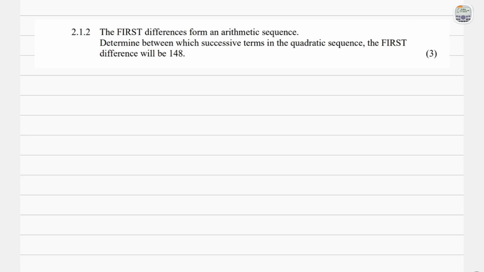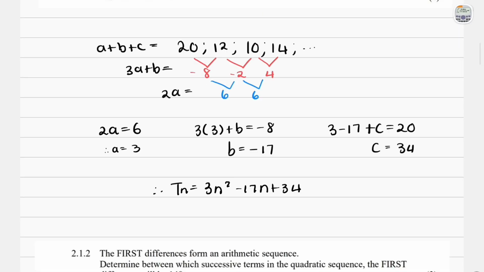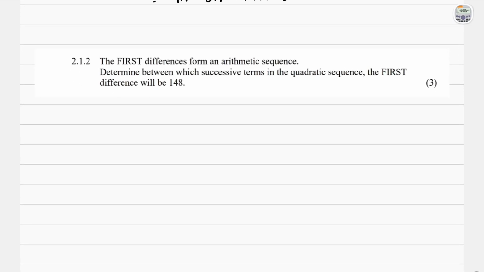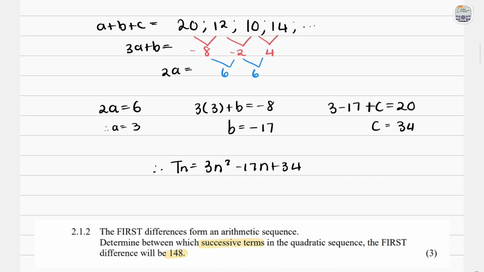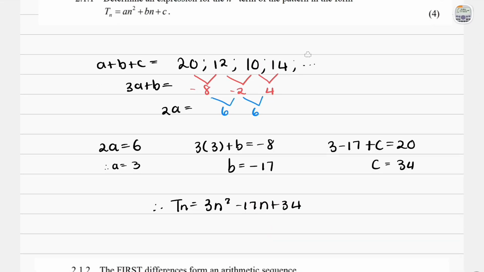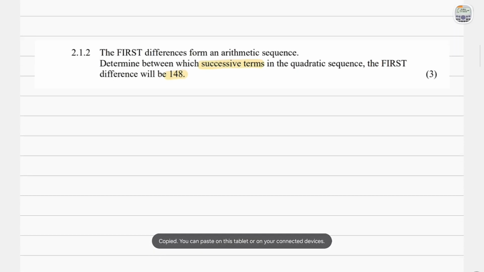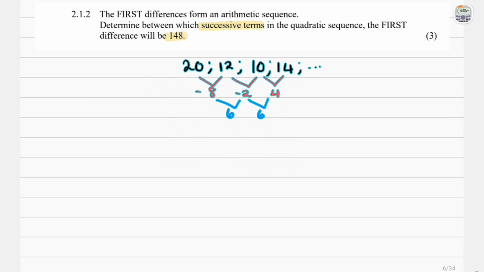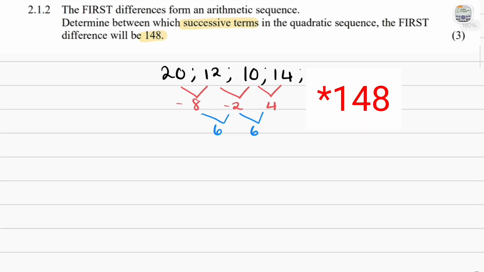Question 2.1.2 says, the first differences form an arithmetic sequence as usual. Okay, this is an arithmetic sequence that we'll have there. And they want us to determine between which successive terms in the quadratic sequence the first difference will be 148. Okay, so looking at these, we're saying between which two terms in this quadratic pattern will we have a first difference of 147.